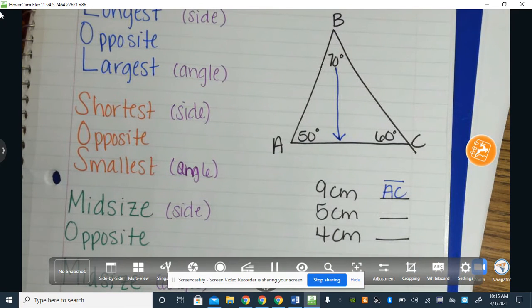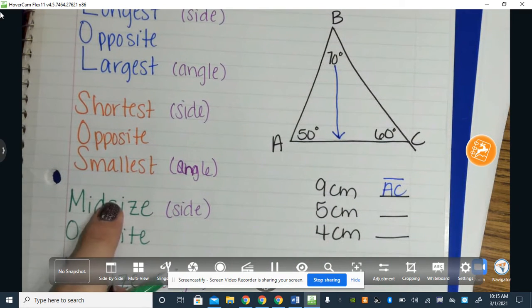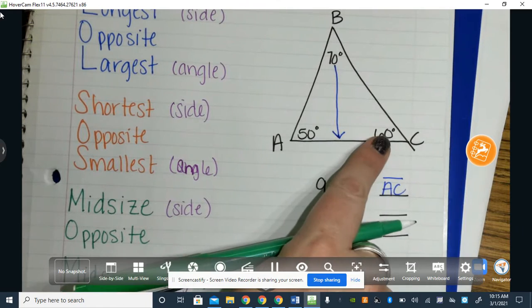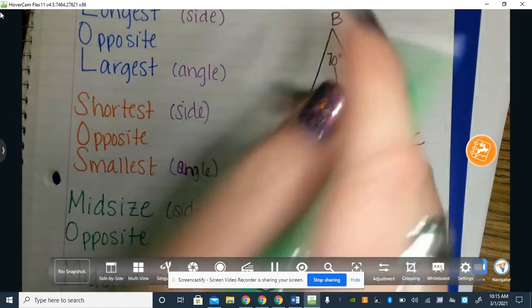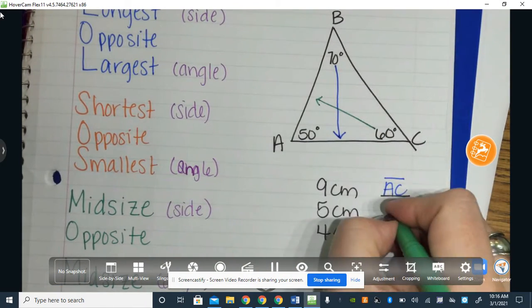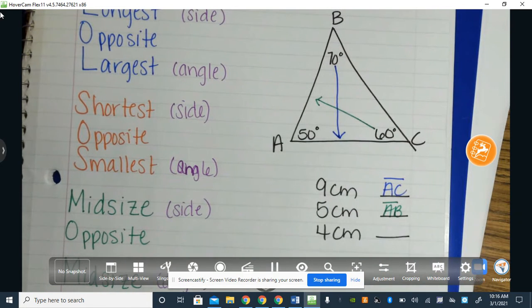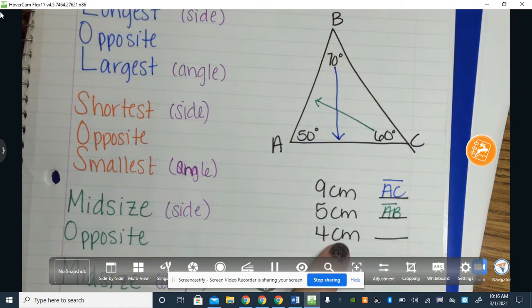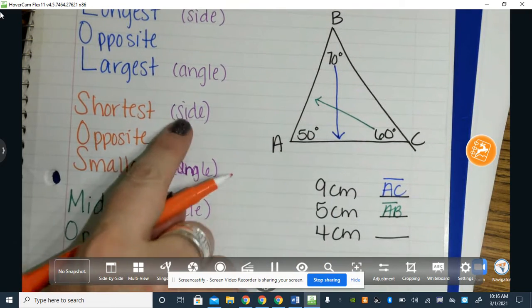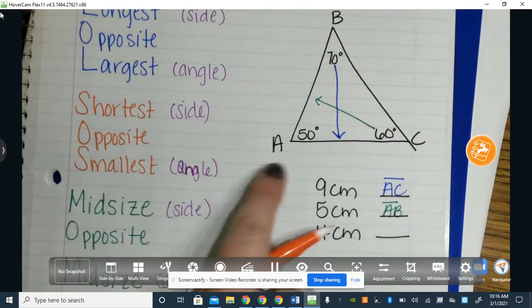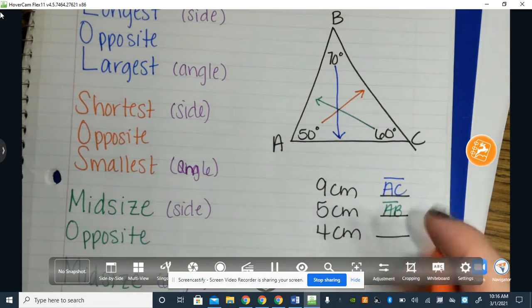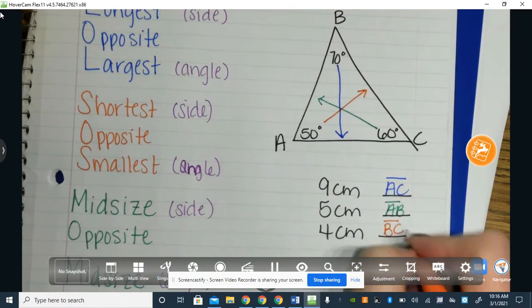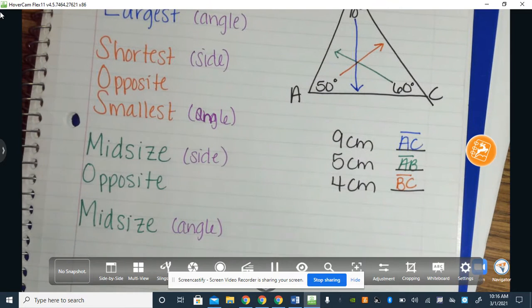Okay, if I'm looking at 5, 5 is like the middle one, so it's a mid-size. If I'm looking between 50 and 60, 60 would be my mid-size. So I'm going to go opposite 60, and I'm pointing to that line, which is line segment AB. Okay, and then finally, if I look at 4 centimeters, it's the smallest or shortest side, opposite the smallest angle, and 50 degrees is the smallest. So if I draw a line opposite, it's pointing to line segment BC. Okay, and this way will work every single time.